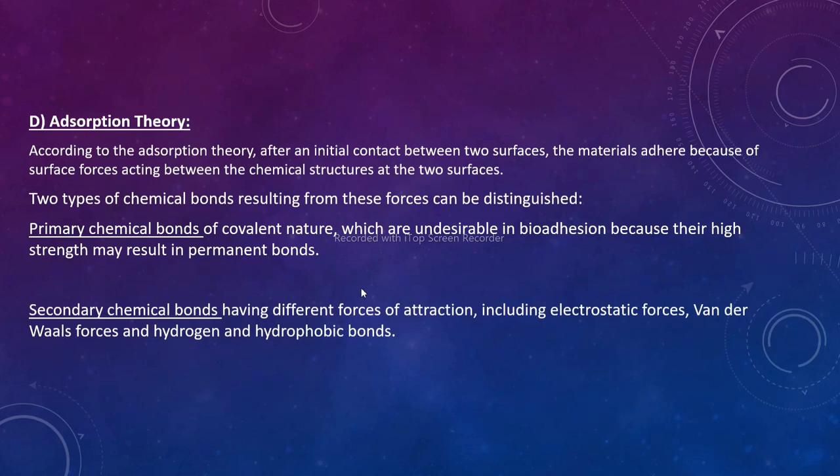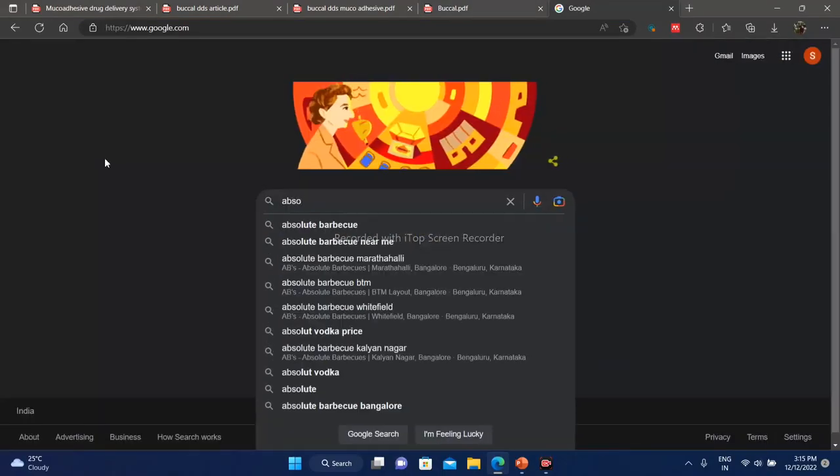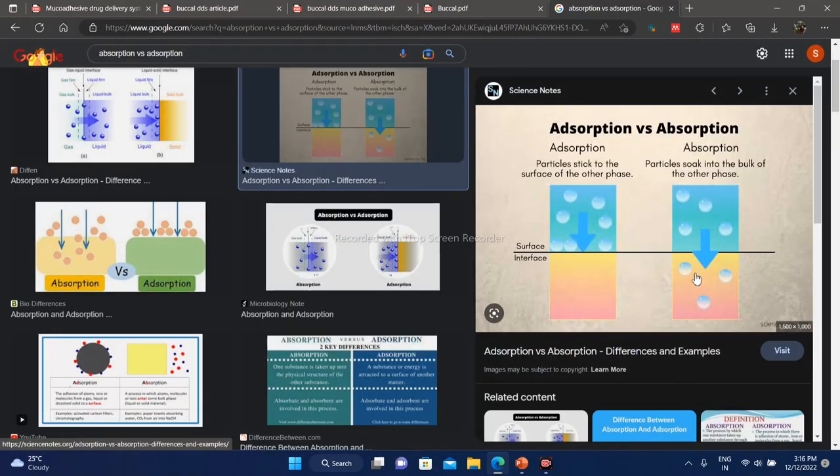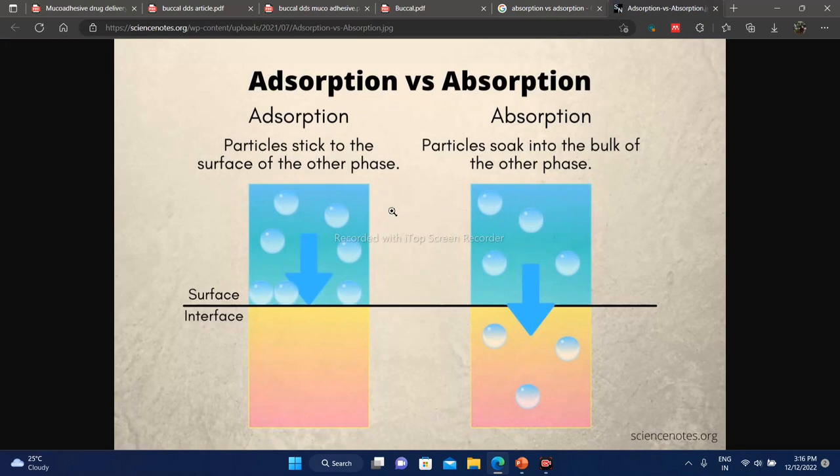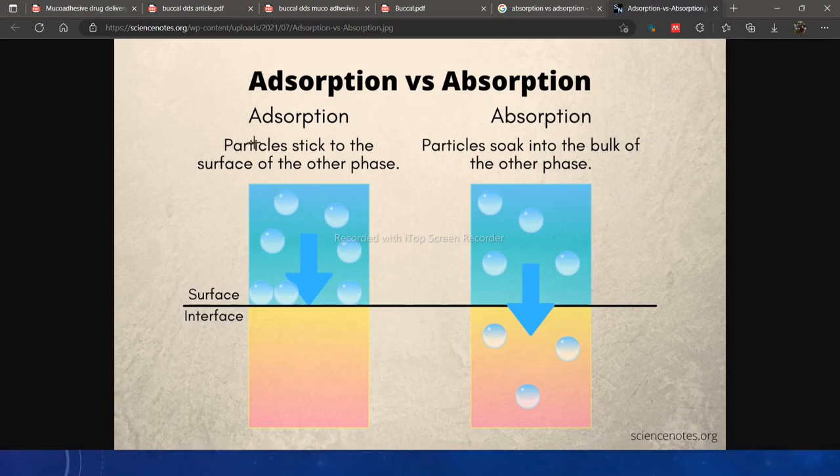What is adsorption? Absorption, you know that. So what is adsorption? This particular diagram shows it. First we'll say absorption, very simple: when the membrane is permeable, it acts such that the particle does not stick to it. It directly passes from higher concentration to lower concentration, which is called absorption.